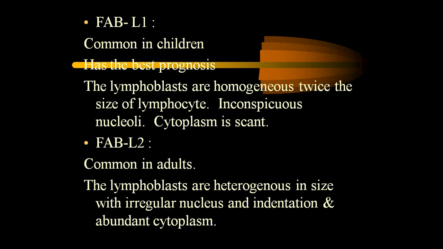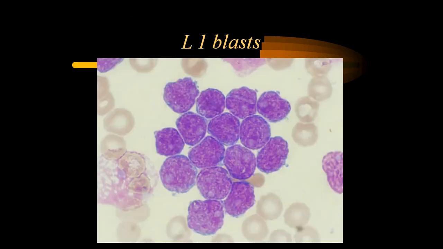L2 blasts are seen in adults. The lymphoblasts are a different population, heterogeneous in size, with an irregular nucleus, indentation, and abundant cytoplasm. So these are L1 blasts. All the features which I spoke about, the lymphoblast fits into an L1 blast. They're homogeneous in size, almost all similar size, with scant cytoplasm, absolutely no nucleoli, and dark chromatin.